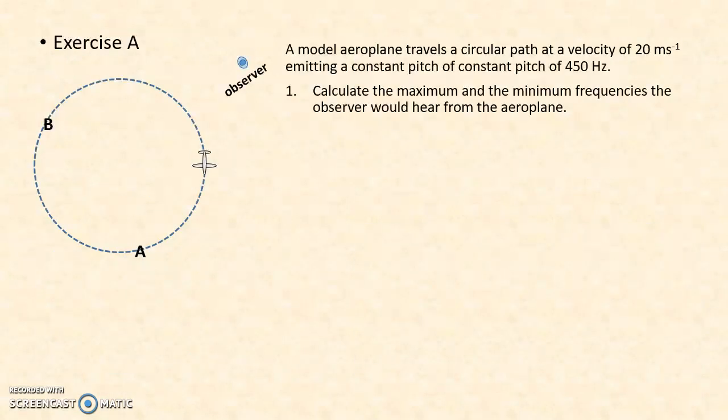Here are some questions they might ask. A model aeroplane travels in a circular path at a velocity of 20 meters per second, emitting a constant pitch of 4,500 hertz. Calculate the minimum and the maximum frequencies. What we're using here is the Doppler equation to find the maximum frequency. That's when the plane is going directly towards the observer, so it's the vw minus vs equation.